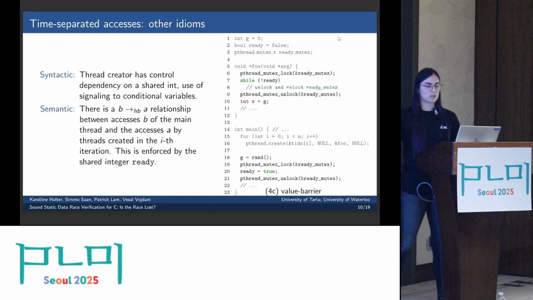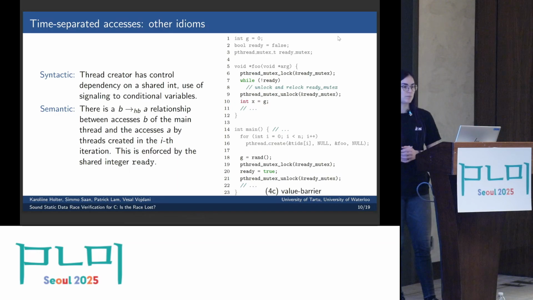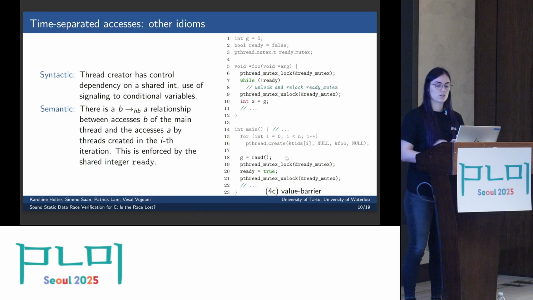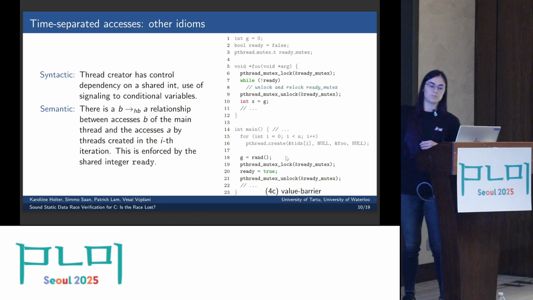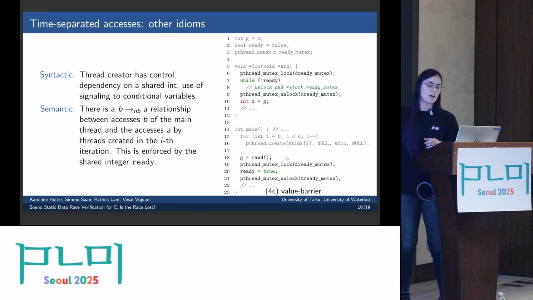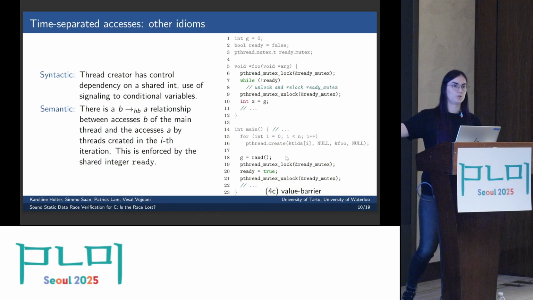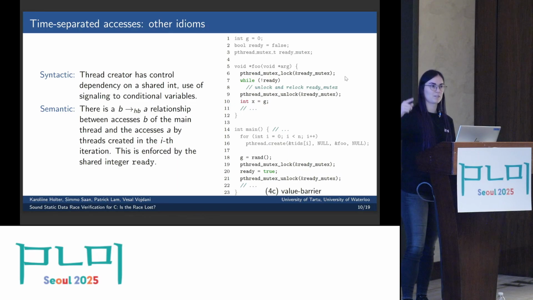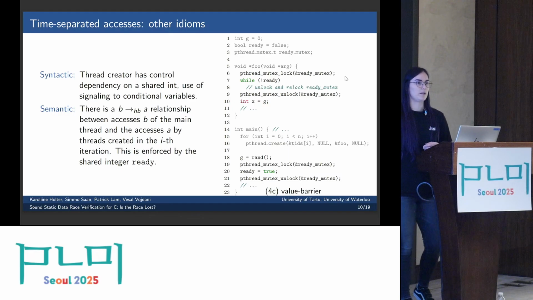And there were also some other idioms that we saw that ensured time separation. These were based on value-based synchronization. Here, on line 18, the main thread writes to a global variable, and then after this write, using synchronization, sets the ready flag to true. The worker threads will wait until the ready flag becomes true, and only then continue to read from this global variable. In practice, this busy looping would be replaced by condition variables.